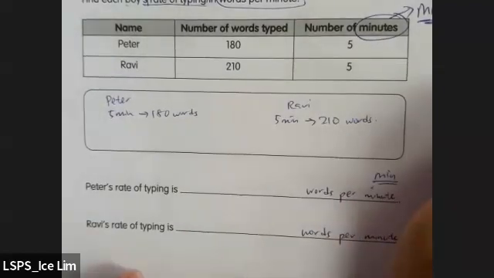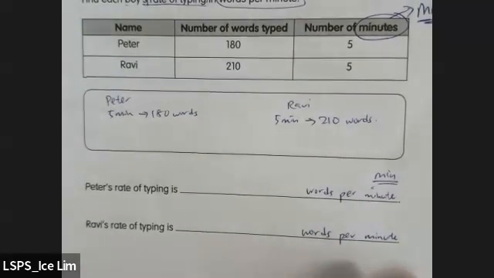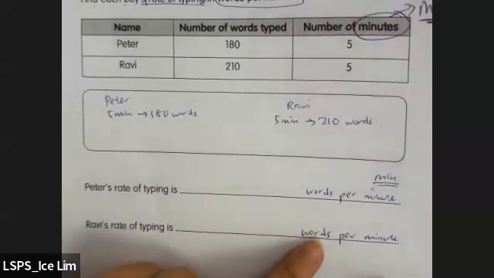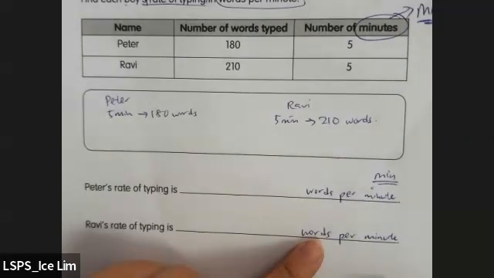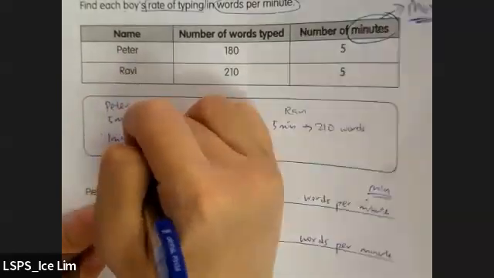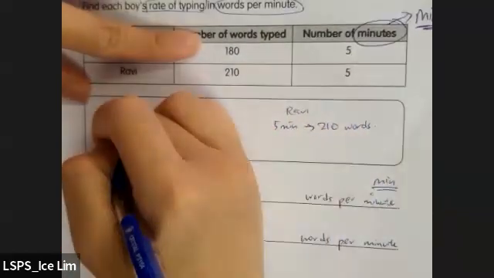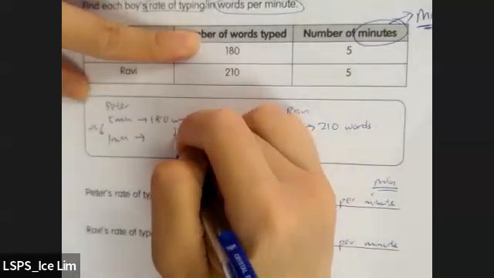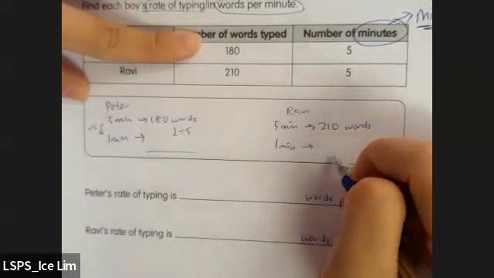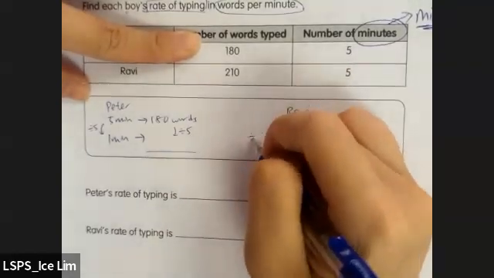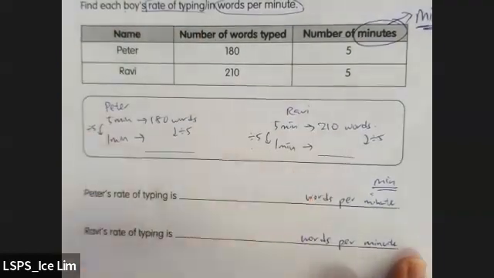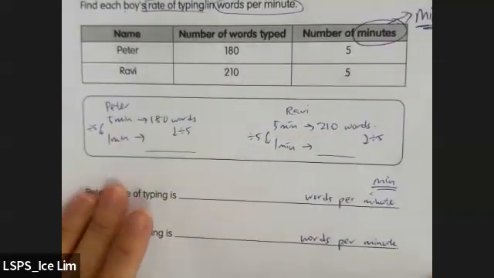42 words per minute. Thank you, Audi. Words per minute. Okay? So 1 minute will be 180 divided by 5. Can do? Then here 1 minute is also divided by 5. So you have 180 divided by 5 and 210 divided by 5. Able to do this by yourself?